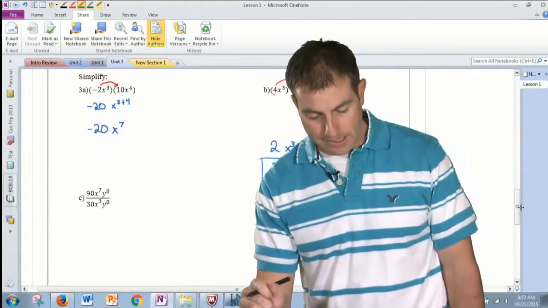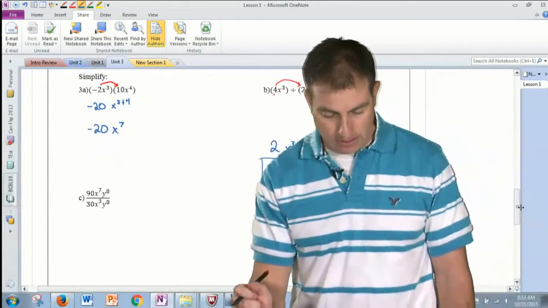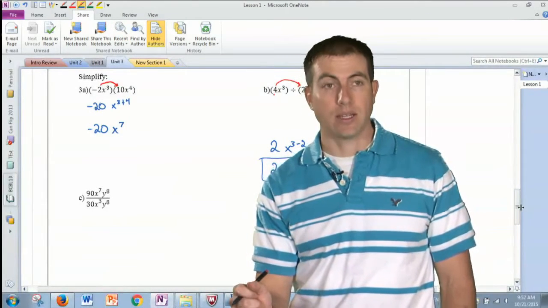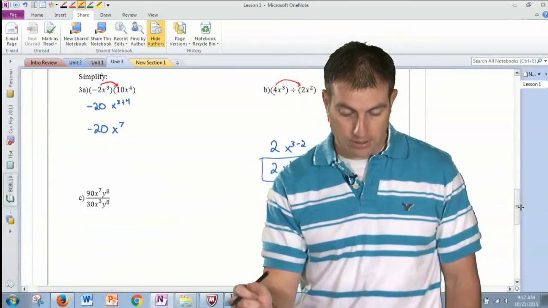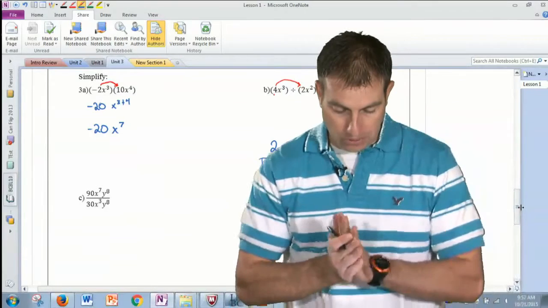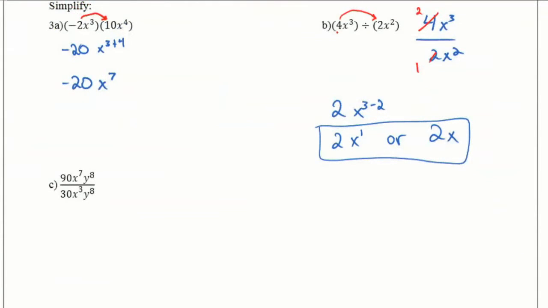Letter C, 90x to the 7, y to the 8, 30x cubed, y to the 8. Here we go. What's common between the 90 and the 30? I could probably put 30 into 30 one time, and I could put 30 into 90 3 times. So that deals with my coefficients out front, or 90 divided by 30 is just 3. The next thing I can do is subtract my exponents.